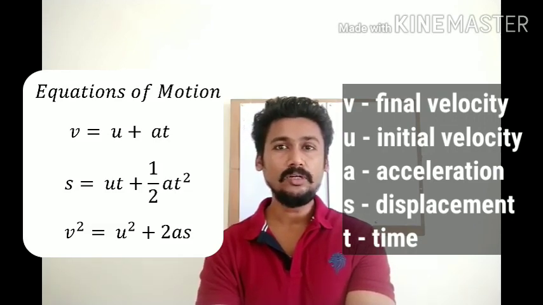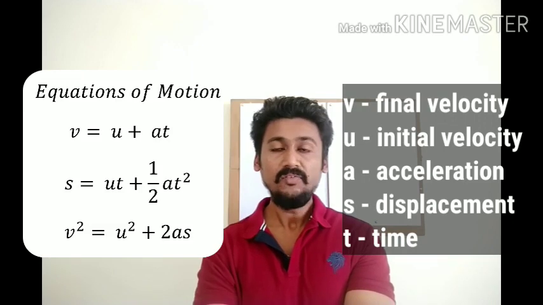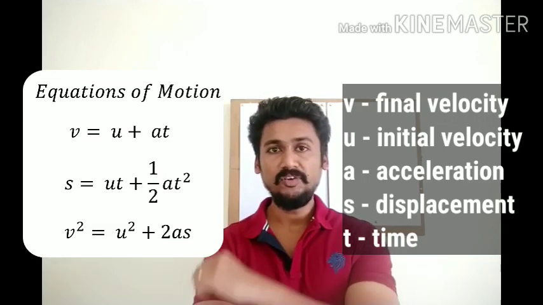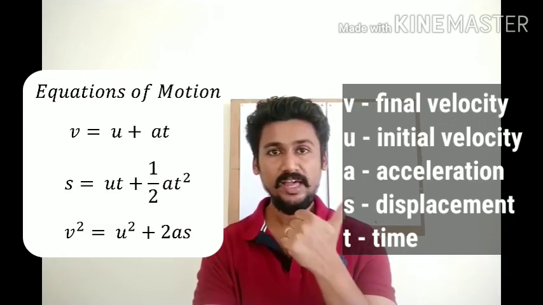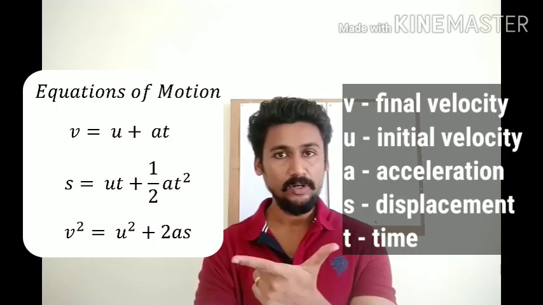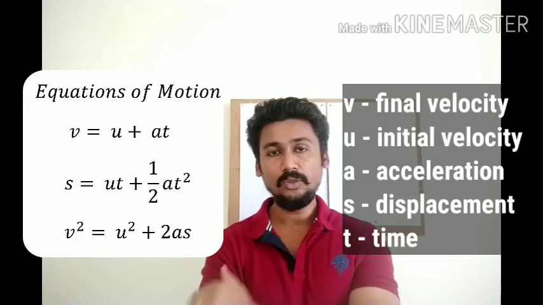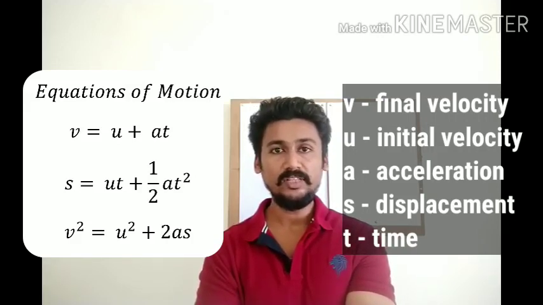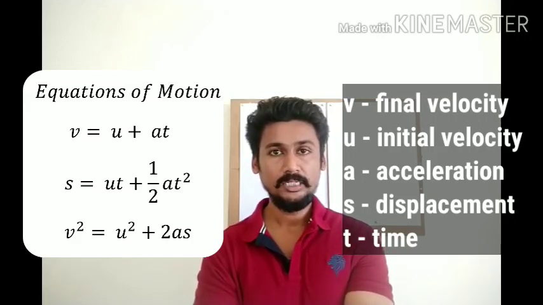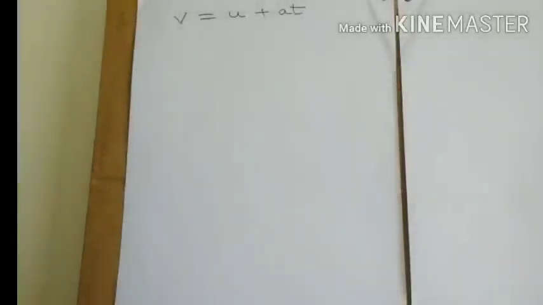Now, what is the use of knowing these equations? We can predict the motion of an object if we know these equations: where an object will be, what will be its velocity, how much time it will require to go from one place to another. All this you can understand if you are aware of the 3 equations of motion. So we are going to see them one by one now. Let's start.